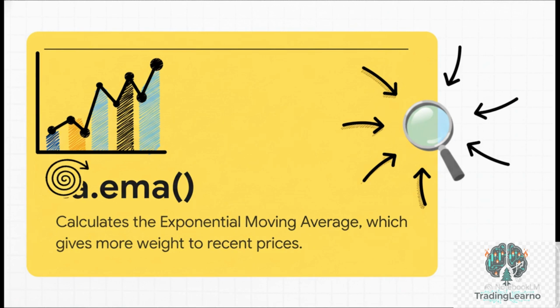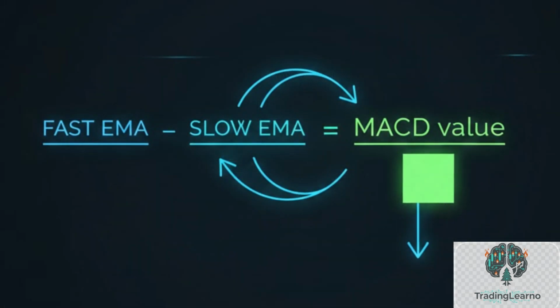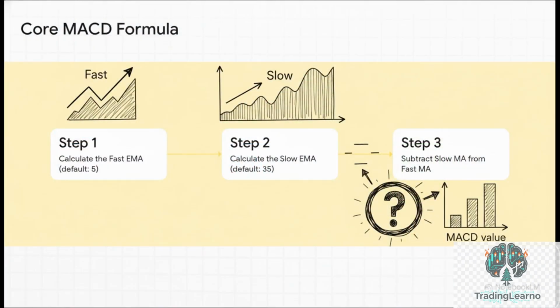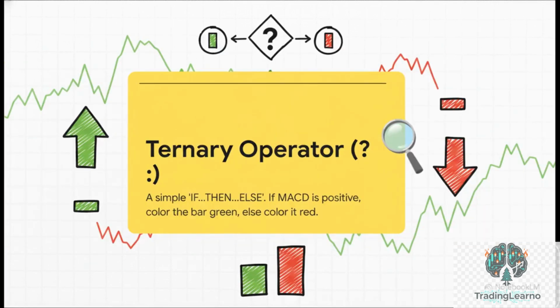And honestly, the entire logic just boils down to these 3 simple steps. The code calculates the fast 5-period average, then the slow 35-period average, and then it just subtracts the slow one from the fast one. The number you get from that, that's your MACD value. It's really that straightforward.